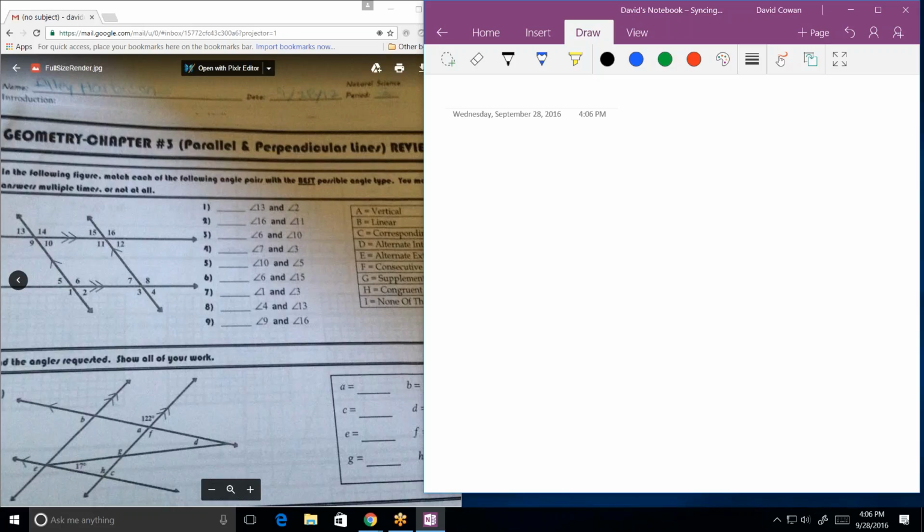Okay. How about 10 and 5? Alternate interior. Good. How about 6 and 15? None of these. What do you notice about 6? Is it obtuse or acute? Oh, it's obtuse, and 15's acute. Which means 6 and 15 are what? Supplementary or linear. Yes.